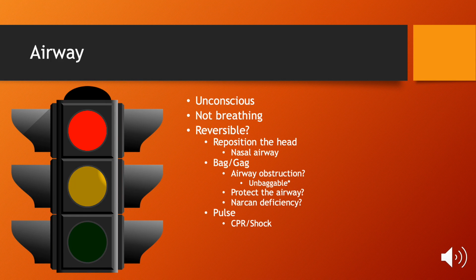As a recap, we talked about the red airway. That's a patient who's unconscious and not breathing. You're going to determine if the patient has a reversible cause, as we discussed, by repositioning the head, potentially putting a nasal airway, bagging the patient looking for obstruction, checking the gag reflex, considering the utility of Narcan, and checking for a pulse.